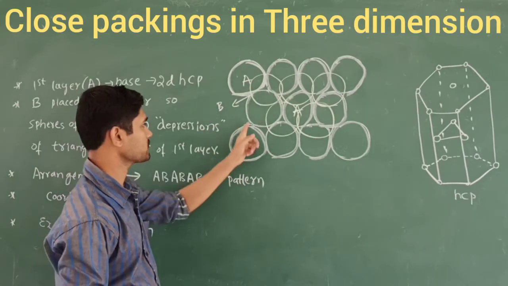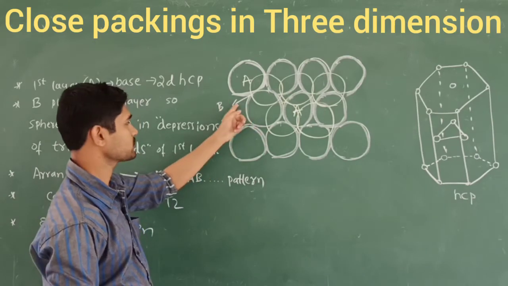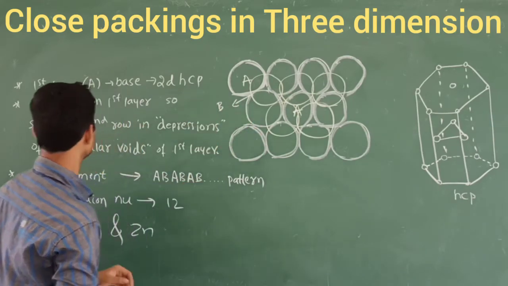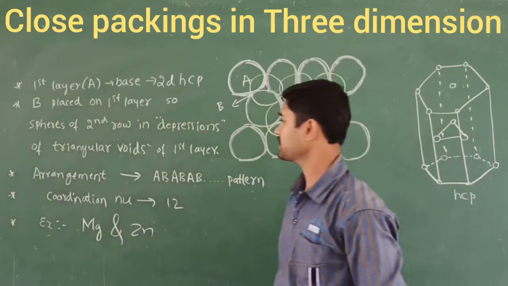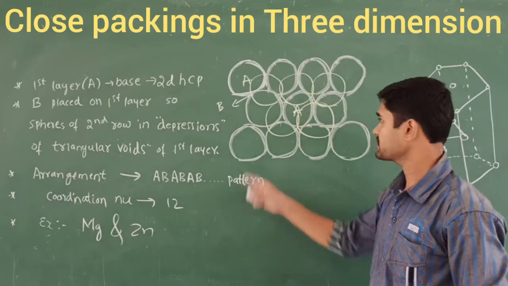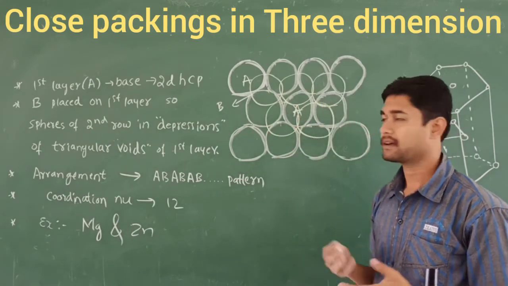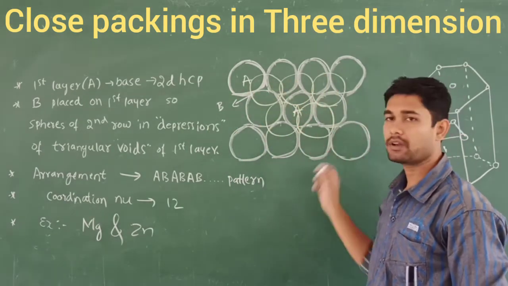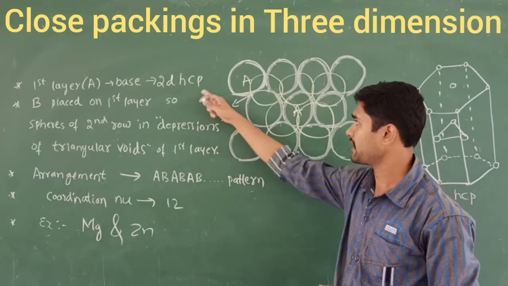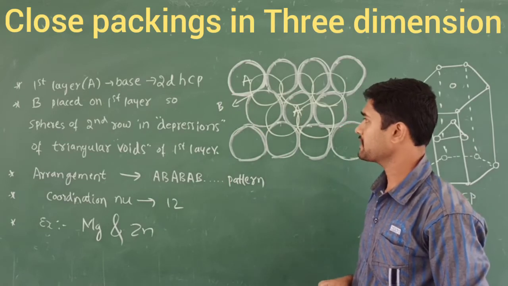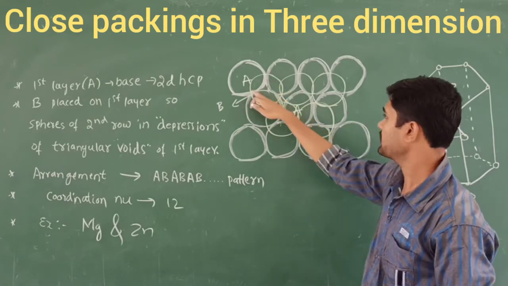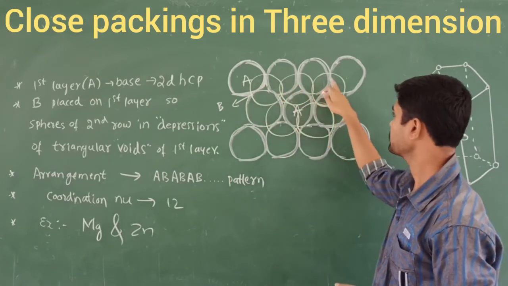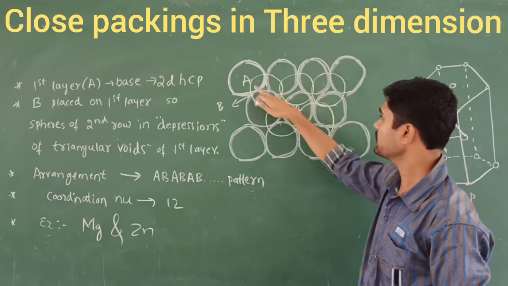So these will be called the first layer. A is called the first layer. B is called the second layer here. So here, look at this. This one is the first layer that we are going to call A. So that is called the base layer. So here there is a set of the 2-dimensional hexagonal close packing system, that is called HCP. And B is placed on the first layer. This is called the B layer. So this will be called B, which will be placed on the first one.